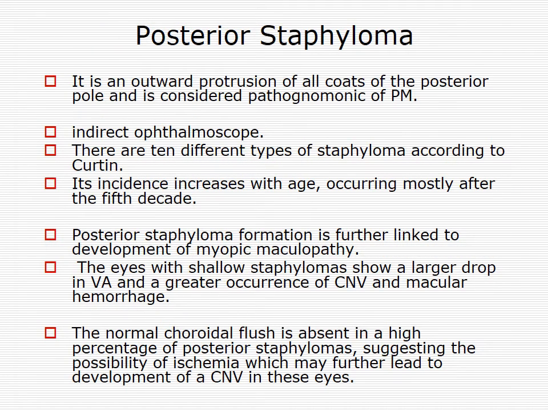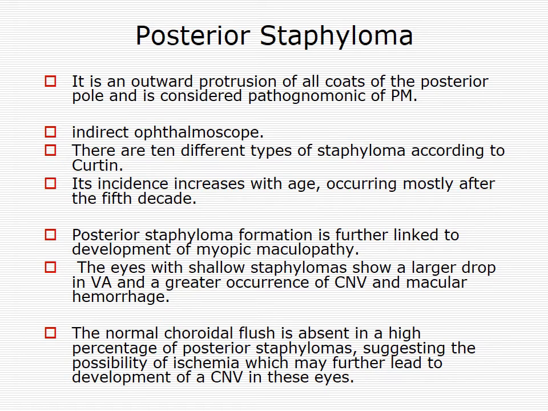Also, pathological myopia is associated with posterior staphyloma. Posterior staphyloma is an outward protrusion of all coats of the posterior pole and is considered pathognomonic of pathological myopia. It is detected easily by the indirect ophthalmoscope. There are 10 different types of staphyloma according to Curtin. Its incidence increases with age, occurring mostly after the 5th decade of life.